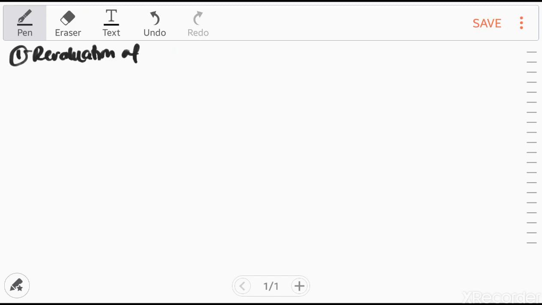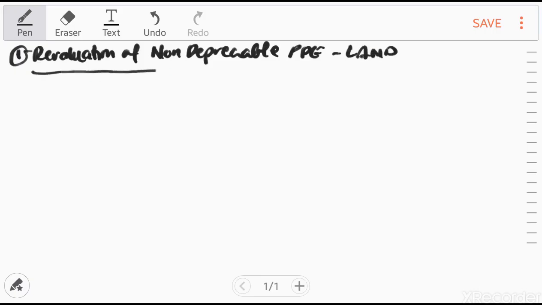Revaluation of non-depreciable PPE. And this is on revaluation for land. And that revaluation was happening twice, right? So if you look at the information given, the fair value, okay, we'll put the information in a meaningful way.